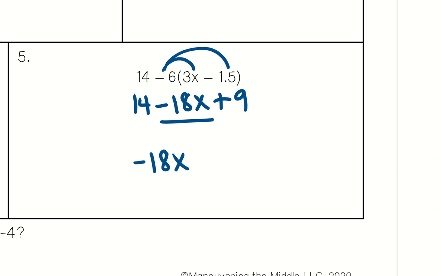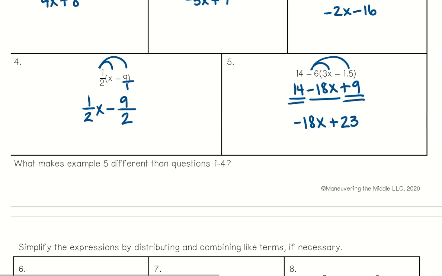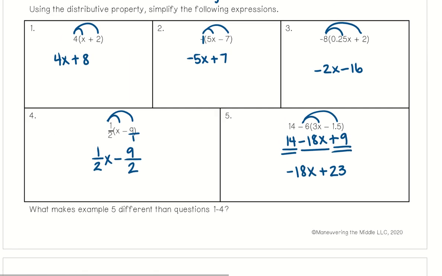Then I have two different constants. I have a 14 and a positive 9. So 14 plus 9 is going to be positive 23. So this expression simplifies to negative 18x plus 23. So I want you to take a second and look at those examples and figure out what's the difference between example 5 and the other 4.